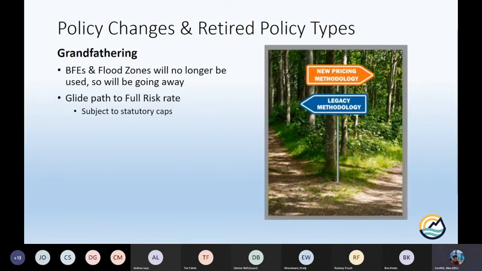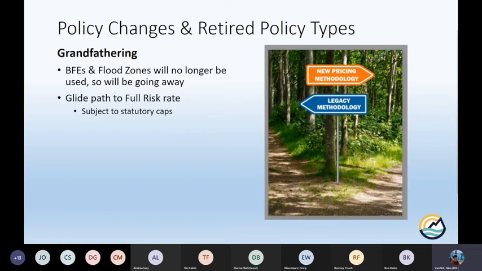Because the variables of BFE and flood zone are no longer going to be considered with rating, grandfathering is going to be going away. So again, grandfathered policies are going to start where they're at, whatever they're paying, and they're going to be put on the glide path up to full risk rate. That statutory cap, that 18% cap if it's your primary residence, or 25% if it's a secondary residence, is going to stay in place, but you're going to be put on the glide path going up to full risk rate. No longer are we going to be subsidizing grandfathered policies.